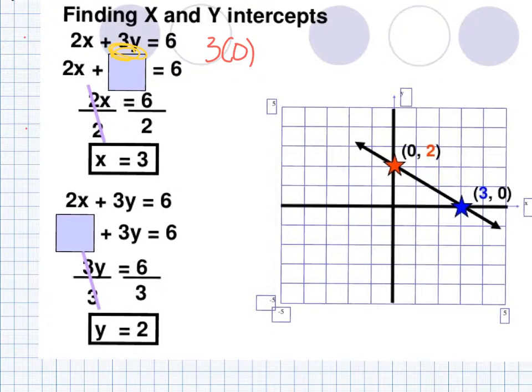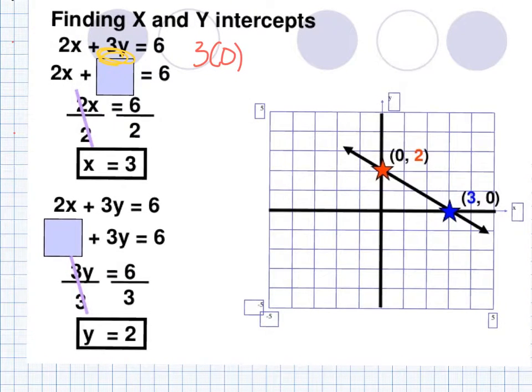Okay, try this again. So here you can see that the 3y, we put the 0 because y equals 0. So 3 times 0 is 0, and we can just exclude that from the equation. And then we have 2x plus 6.